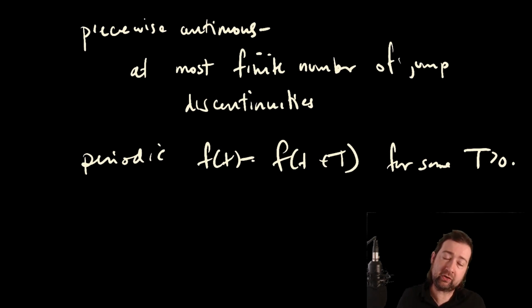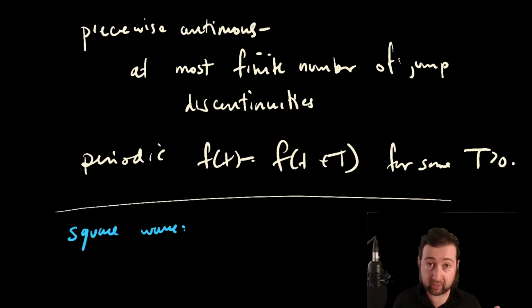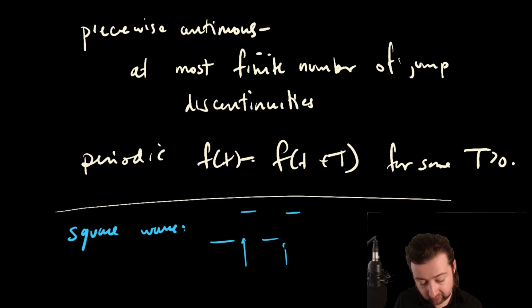So of the functions that we've looked at previously, we can actually classify what sorts of functions these are. When we looked at something like the square wave, the square wave was piecewise continuous because it took on values of minus 1 and 1. It's continuous in all the pieces, and these gaps right here where it leaps up and down, those are the jump discontinuities.